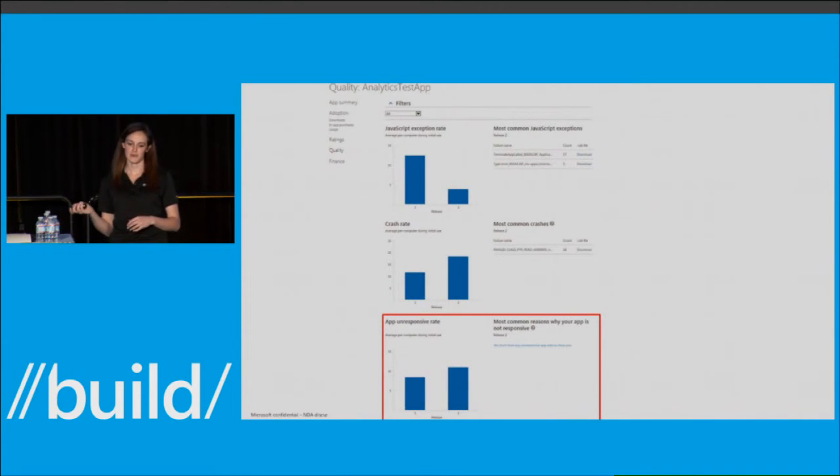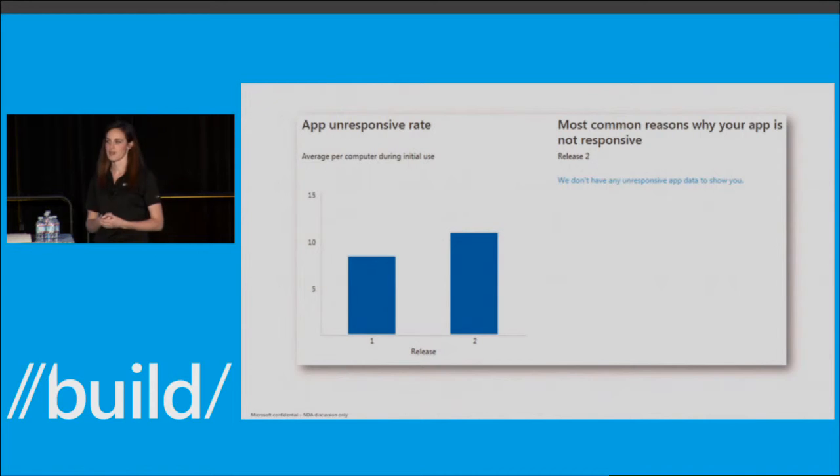And the last chart that we provide is the app unresponsive rate. Again, similar data. It's the average, on average, how often the issues are hit per user on their initial use. On this chart, though, you will notice that there is no data on the right-hand side. This is a scenario that can actually happen.